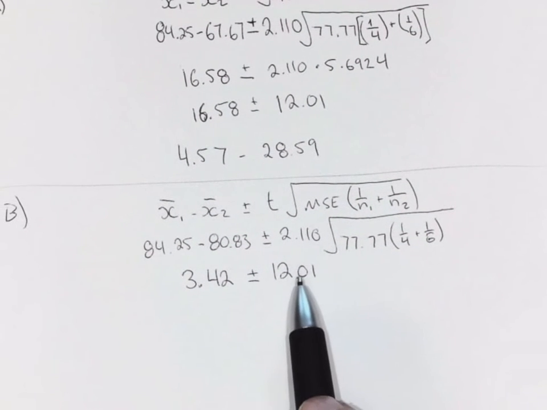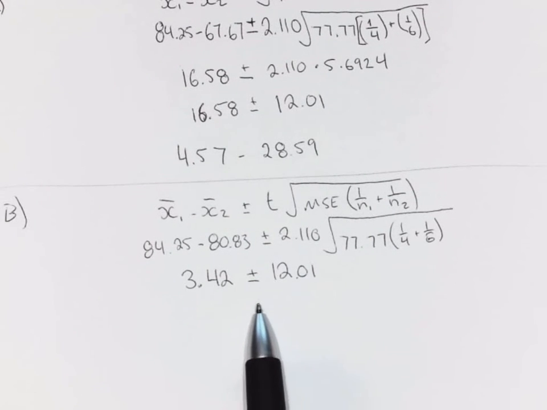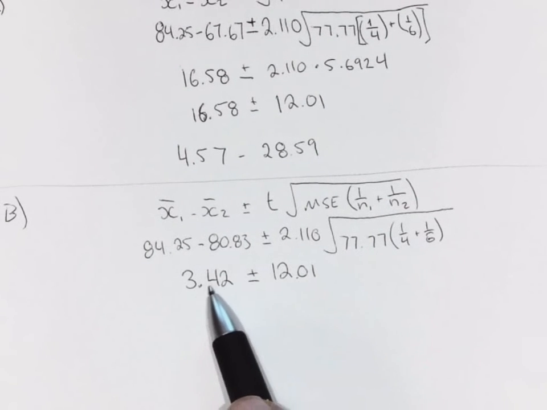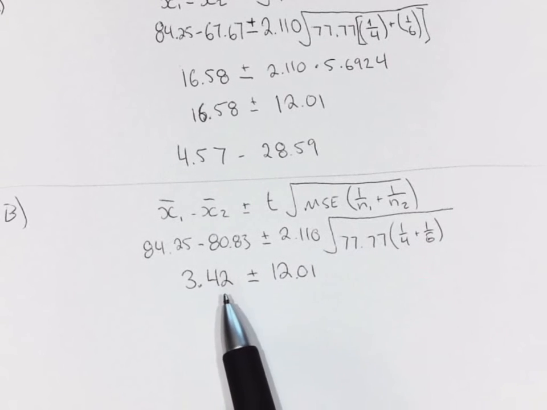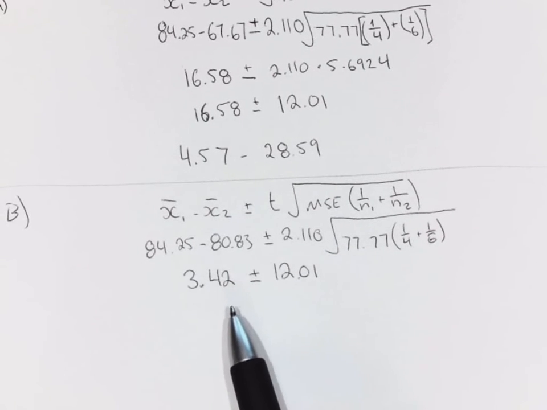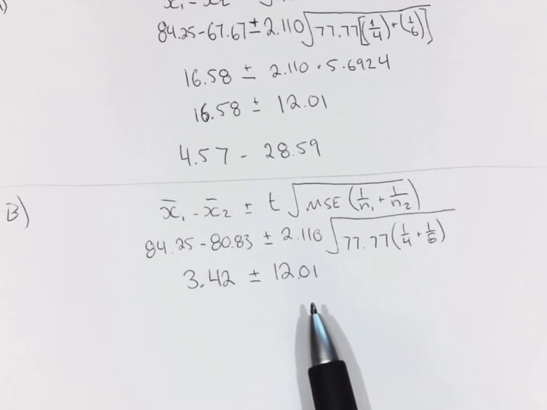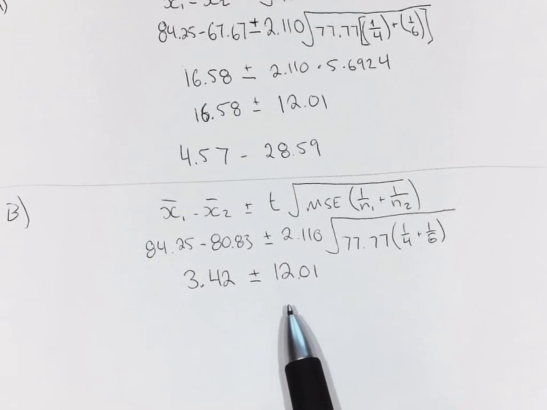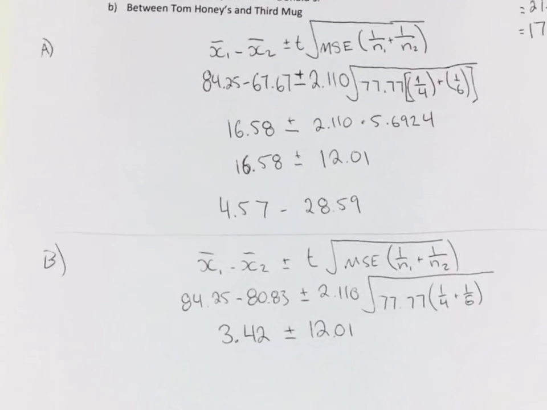So here we can see that the range would be from negative 8.5 or so all the way to 15.5 or so. So 0 does fall within this range. That means we can't conclude that the coffee is different. We can't say that for sure the coffee is the same. But what we can say is that we don't have the evidence to prove that the coffee is different, because 0 does fall within this range between Tom Honey's and Third Mug.